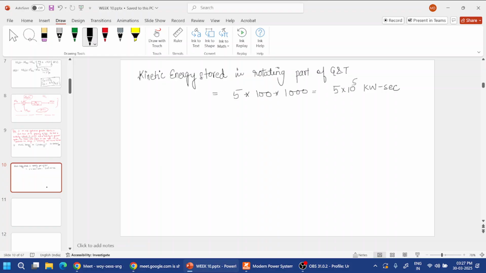Now the load is suddenly reduced, so the excess power input to the generator before the steam valve begins to close. What is it?